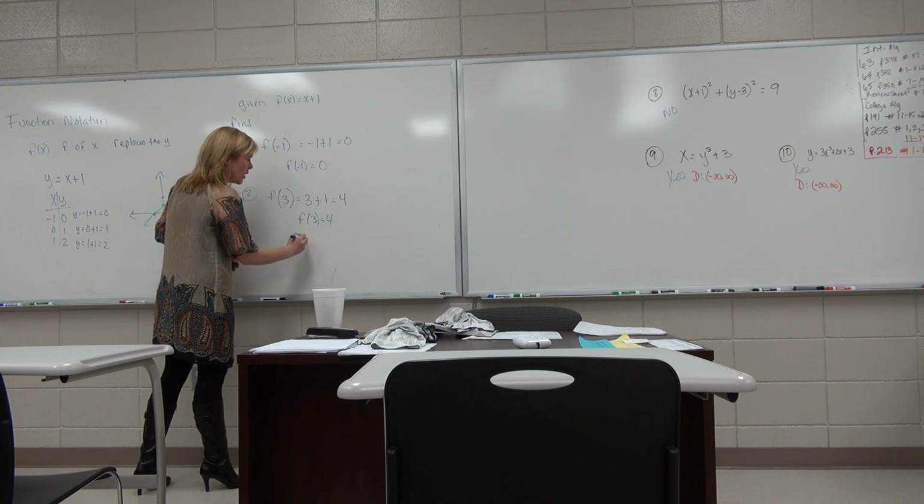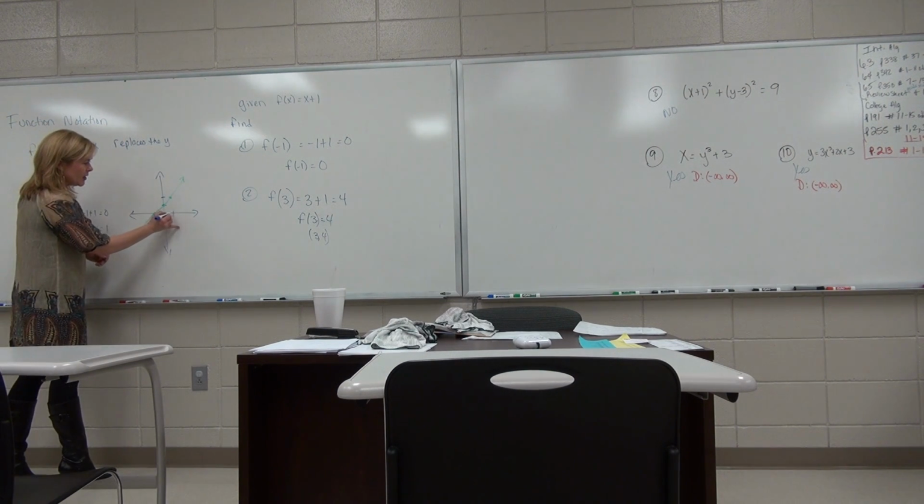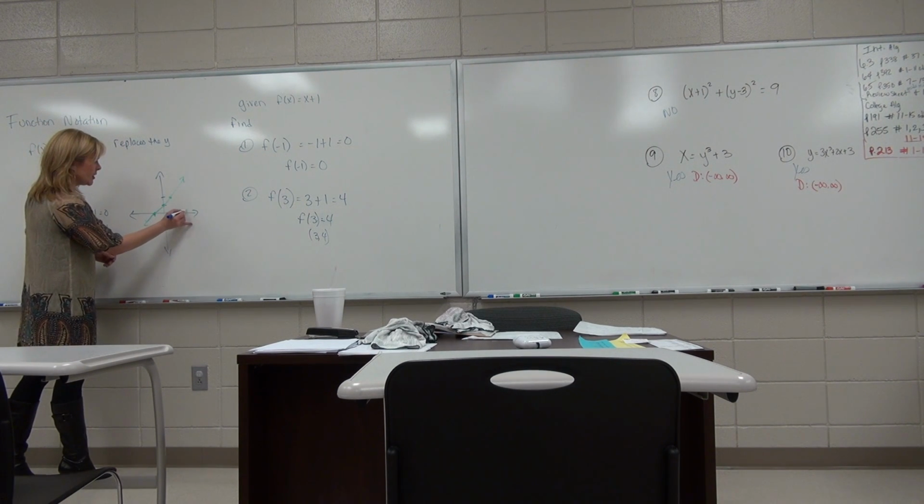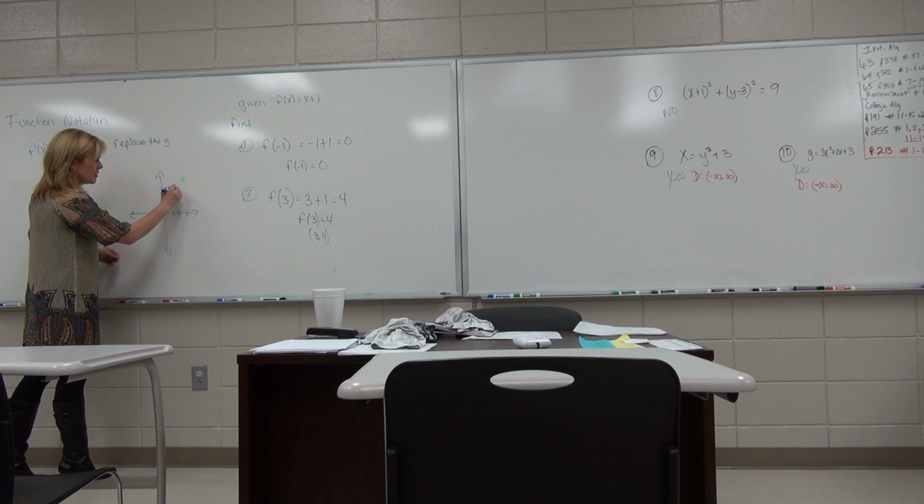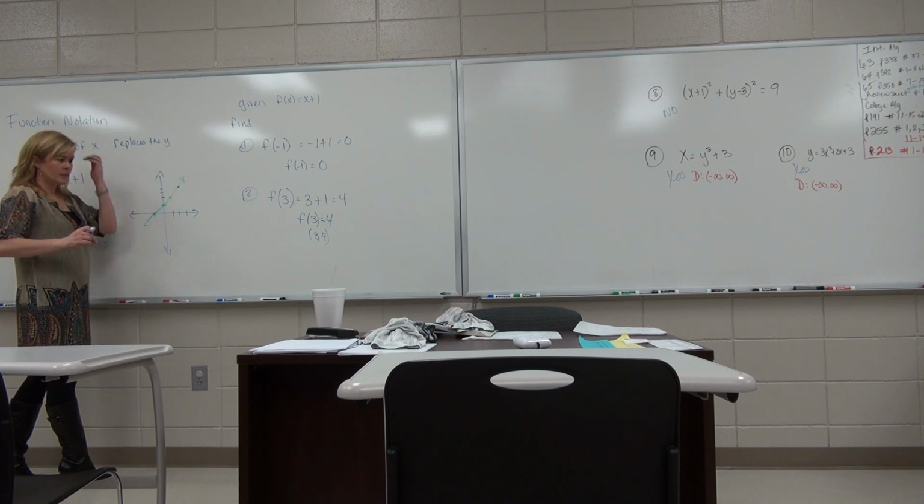F of 3 equals 4. So that means that the point (3, 4) is a point on this graph. And would it not be? There's 1, 2, 3, 1, 2, 3, 4. You got that point on there, right?